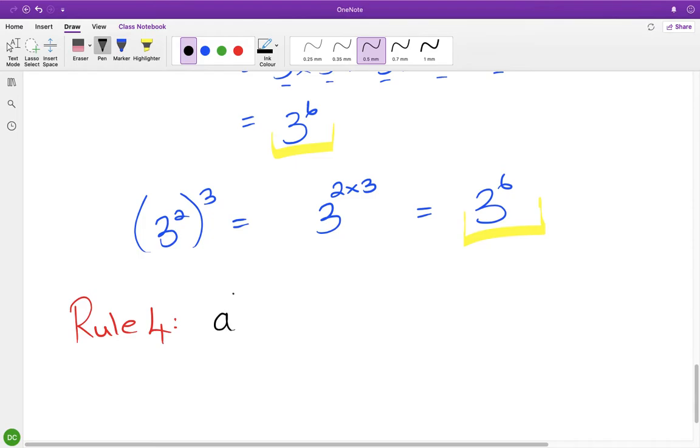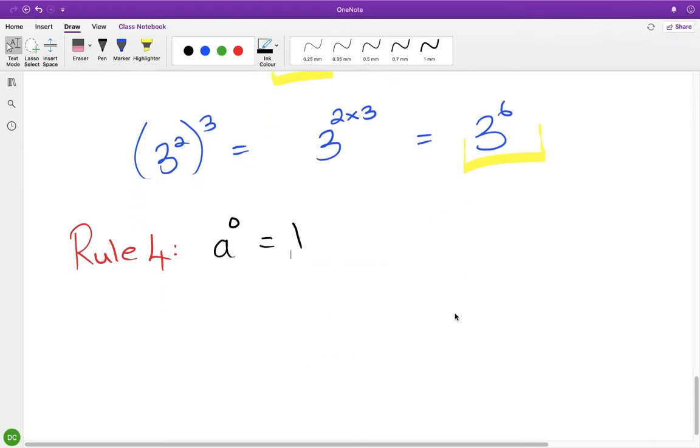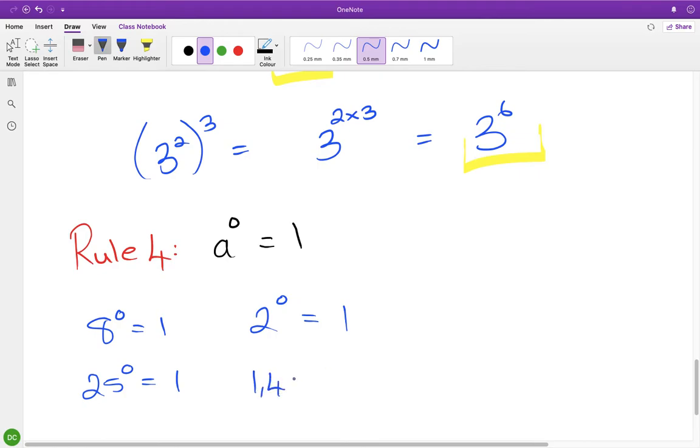Again, I'll just write it down as it is in the formula and tables book. Now, a to the power of 0 equals 1. So essentially, what they're saying is it actually doesn't matter what number I pick as my example. I could pick 8 to the power of 0 and the answer is 1. I could pick 25 to the power of 0, the answer is 1. 2 to the power of 0, the answer is 1. 1425 to the power of 0, and the answer is 1. So any base number raised to the power of 0, the answer is 1.